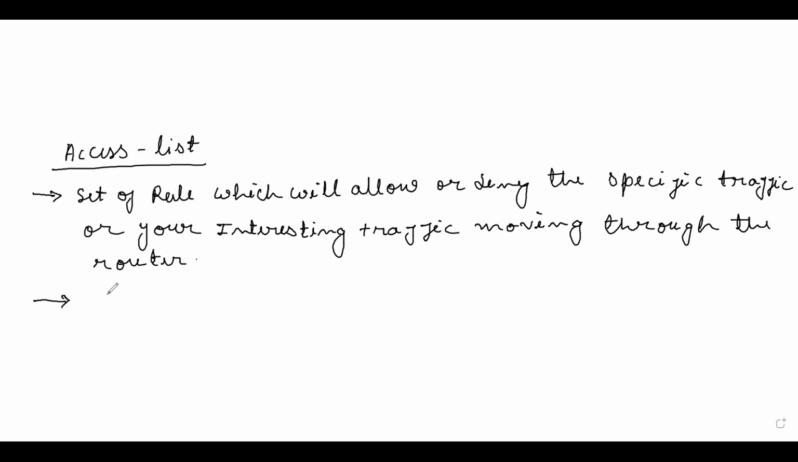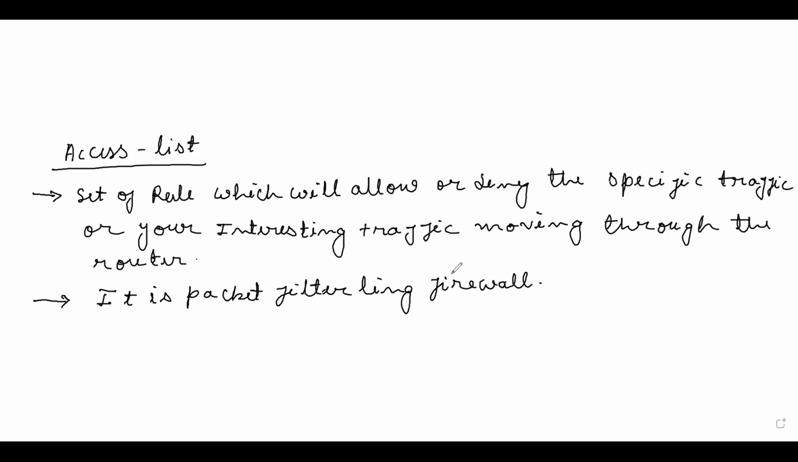Sometimes we say it is a packet filtering firewall. For an access list, we say packet filtering firewall. Always remember, for security we have a different device, a firewall, but your router can also provide basic security.